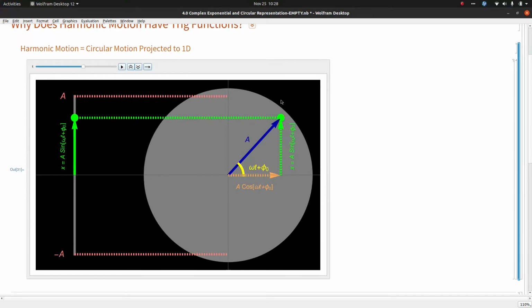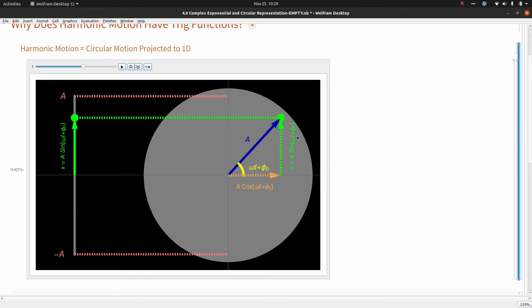Similarly, if I look at the opposite side to that angle, I can describe that again using SOHCAHTOA, using the sine function, because the sine is the length of the opposite side divided by the length of the hypotenuse. Or equivalently, I can say that this opposite side is equal to the hypotenuse A times the sine of the angle, which is again omega t plus phi naught.